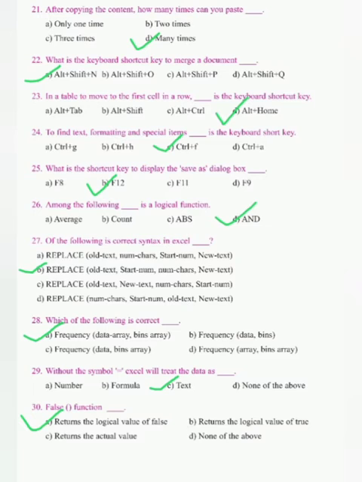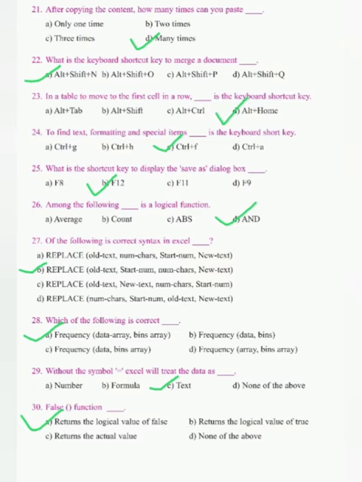What is the keyboard shortcut key to merge a document dash? A. Alt plus Shift plus N. B. Alt plus Shift plus O. C. Alt plus Shift plus P. D. Alt plus Shift plus Q. Answer: Alt plus Shift plus N.